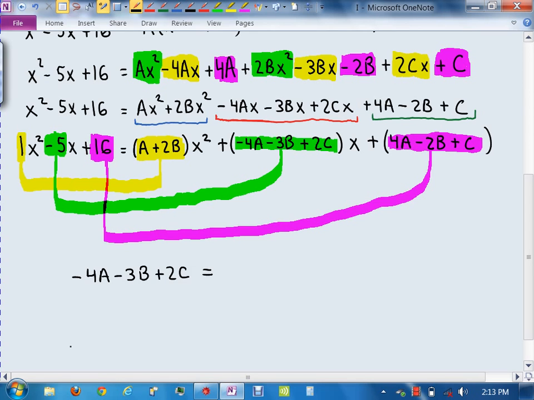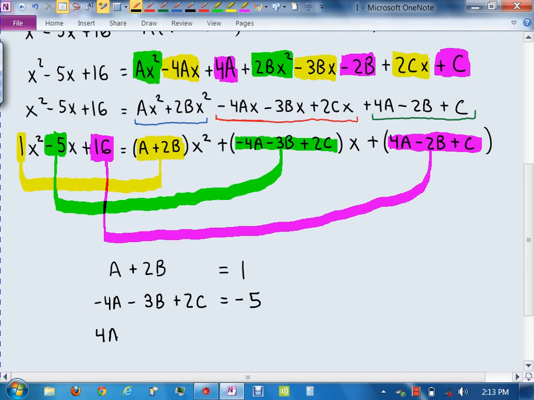Oh, wait, why did I write that one down first? Sorry. I meant to write a plus 2b equals what? 1. I'm going to leave a space here because I don't have a c, do I? But the next one does. Negative 4a minus 3b plus 2c must equal negative 5. And then finally, 4a minus 2b plus c must equal 16.